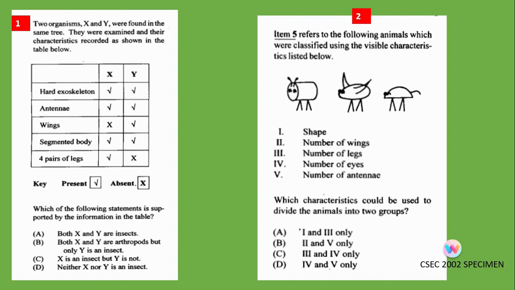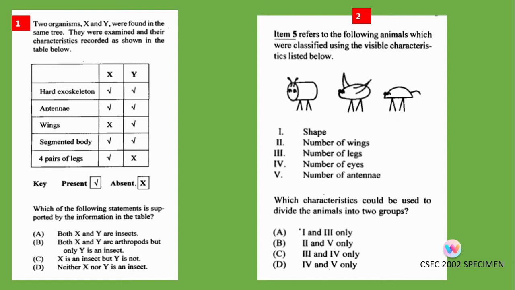For question number 2, item 5 refers to the following animals which were classified using the visible characteristics listed below. Again, you're supposed to answer which characteristic would be used to divide the animals into two groups. Again, we have A, B, C, and D, but this comes with a combined option. You have to be very careful when you are classifying.